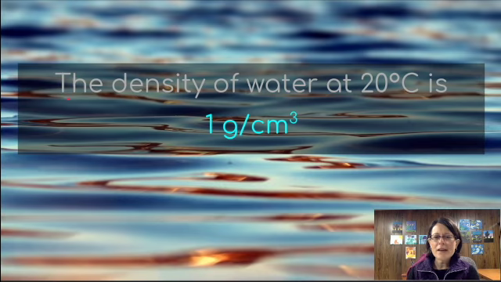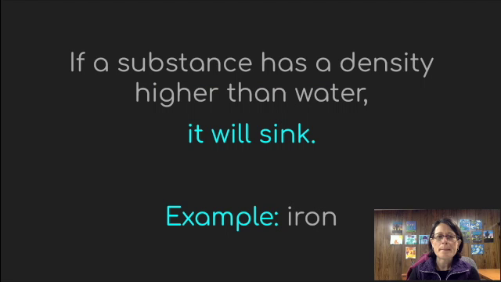One important fact we need to know is that the density of water at 20 degrees Celsius is 1 gram per cubic centimeter. Always. That's the value we are going to use for the density of water when we make comparisons, because we can figure out if something will sink or float in water if we know its density and the density of water. Now, if a substance has a density higher than water, it will sink. An example is iron. If you put iron in water, you know that it sinks. Therefore, its density is greater than 1 gram per cubic centimeter.